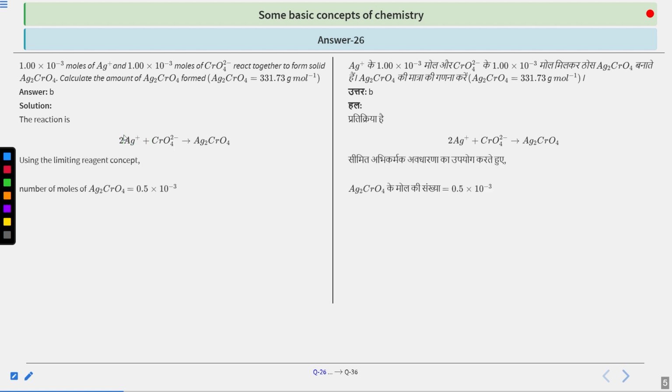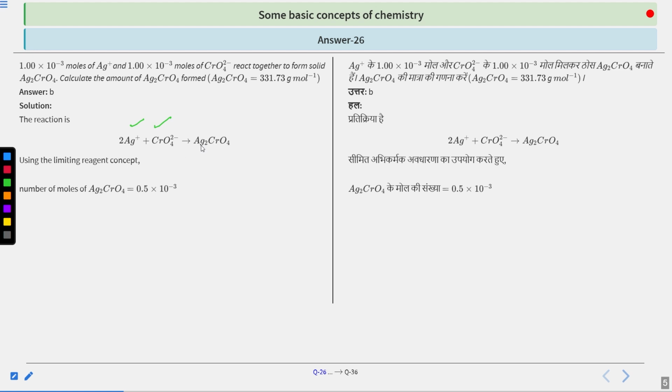Using this limiting reagent concept, what we have found is that the Ag2CrO4 that will be formed will be 0.5 into 10 to the power minus 3 mole. How have we found it? So basically you see here. According to this equation, 2 moles of Ag plus ions react with 1 mole of CrO4 2 minus. Now using the unitary method, we can say that 1 mole of Ag plus will react with half mole of CrO4 2 minus. Just divide this whole equation by 2. You will get this.